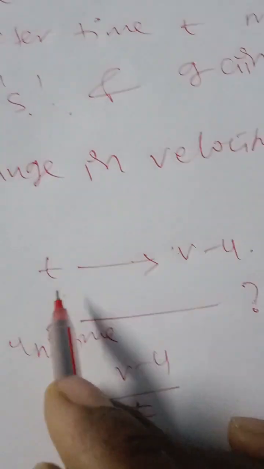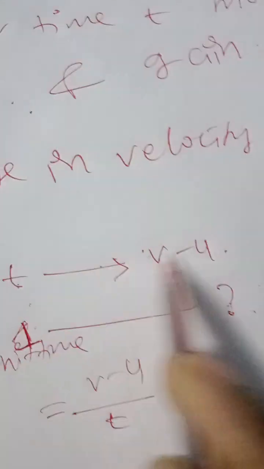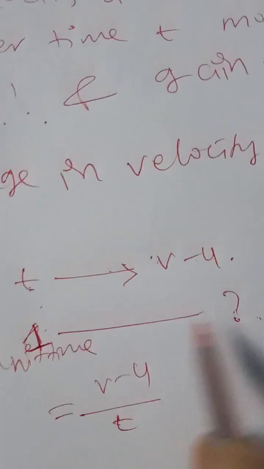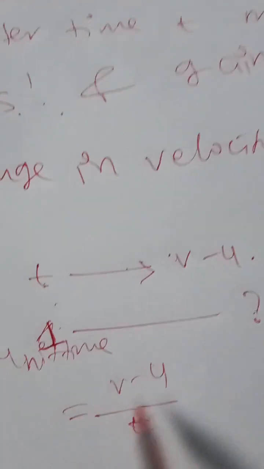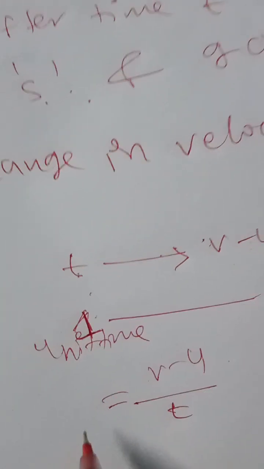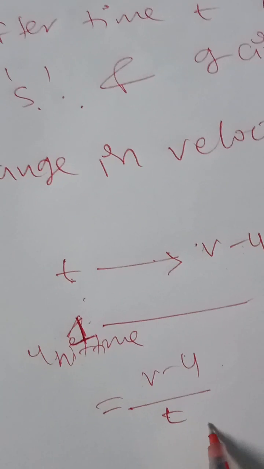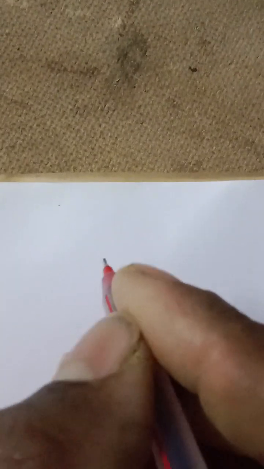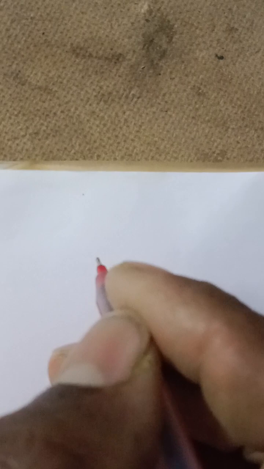For time t, the change in velocity is v minus u. Then for unit time, what is the change in the velocity? Cross multiply, 1 into v minus u means v minus u only, divided by time t. This is the change in the velocity per unit time. This change in the velocity per unit time is called the rate of change of velocity.